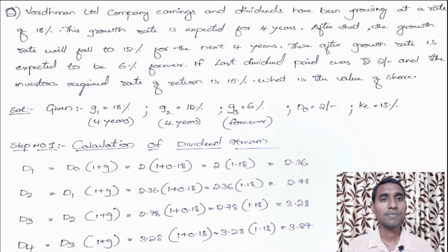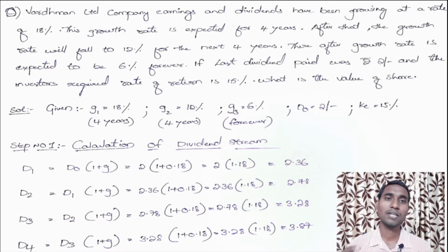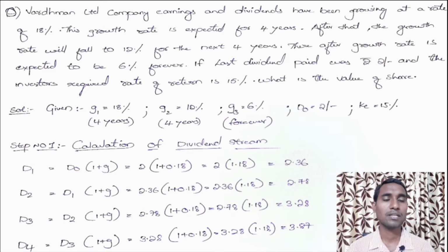In the last session, we solved a question where the dividends were growing in two stages, that is G1 and G2. We had two growth rates. But in today's session, we will solve a question which comprises three growth rates, when the dividends record three growths. So we will see how to solve this question.